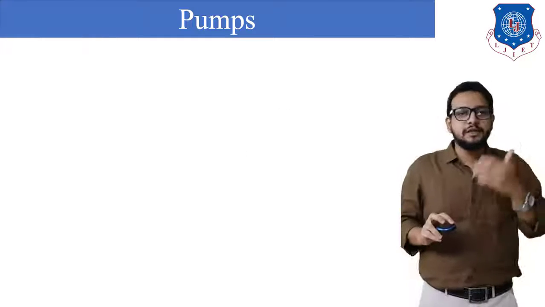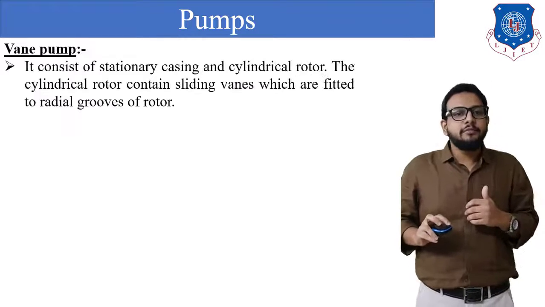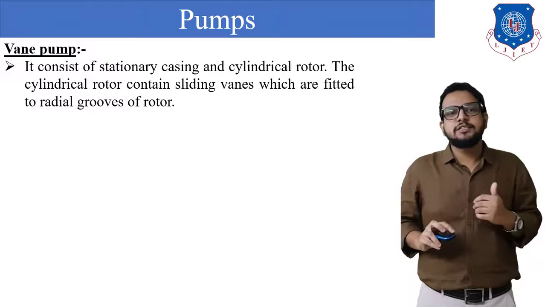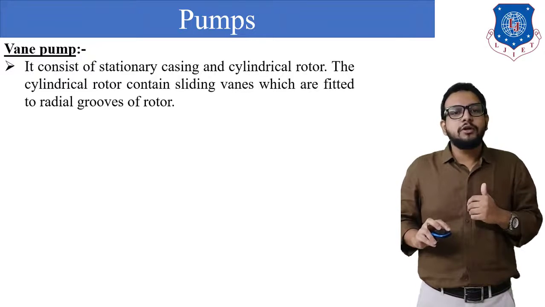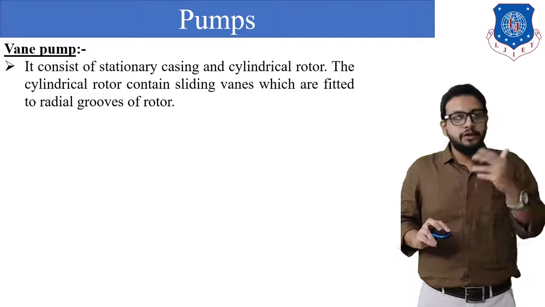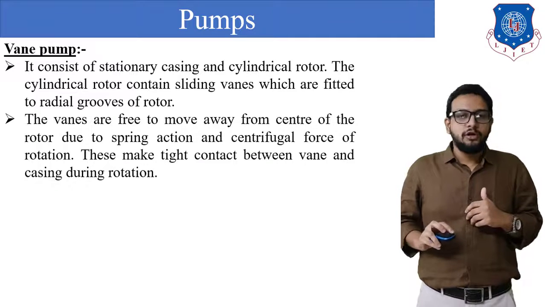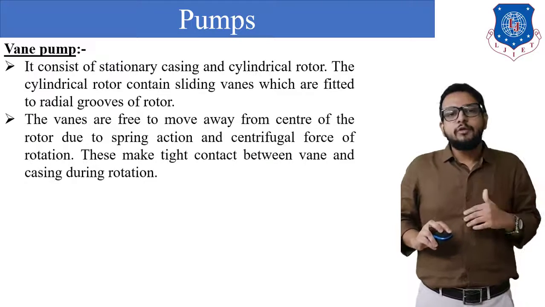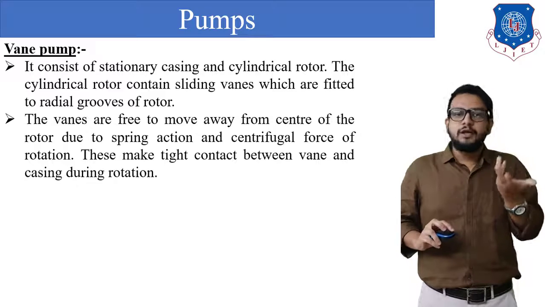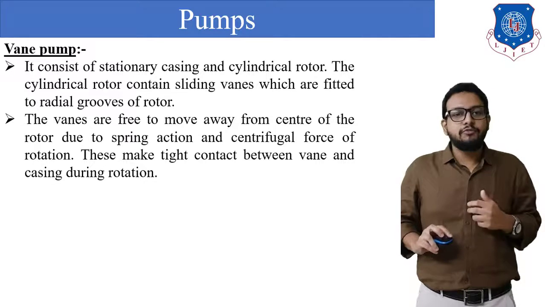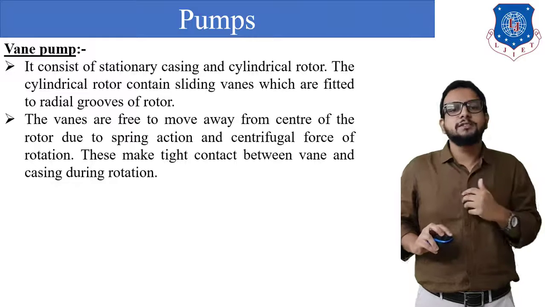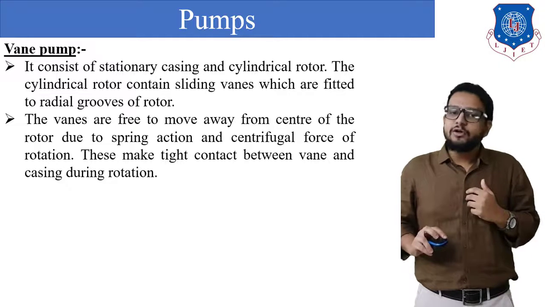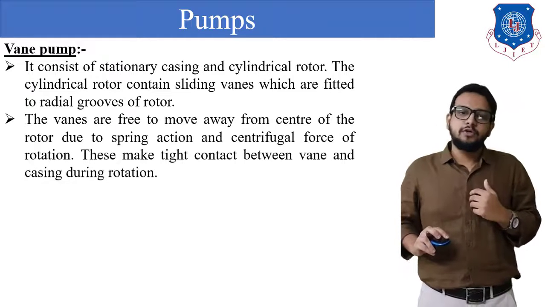Okay, so let us see. As you can see, I have written, it consists of a stationary casing and a cylindrical rotor. The cylindrical rotor contains sliding vanes which are fitted into radial grooves of the rotor. The vanes are free to move away from the center of the rotor due to spring action, or we can say due to the centrifugal force exerted on these plates or vanes. This makes a tight contact between the vane and the casing during rotation.